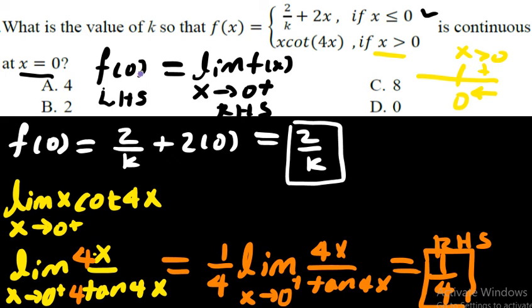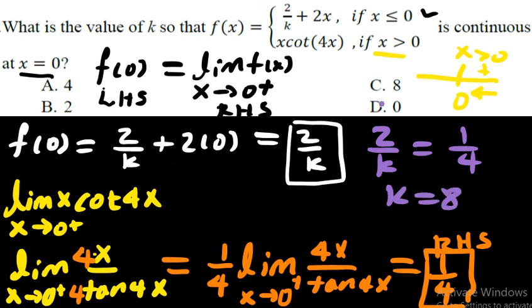Therefore, now we can equalize the two. 2 over k is equal to 1 over 4. By crisscross, the k value will be 8. So the answer will be C.